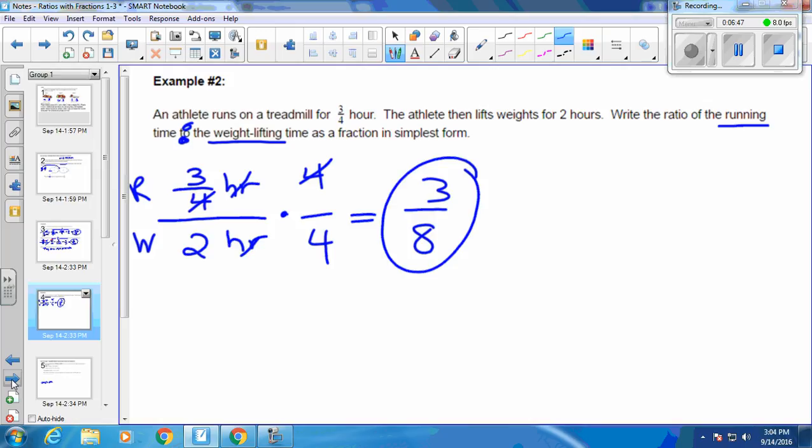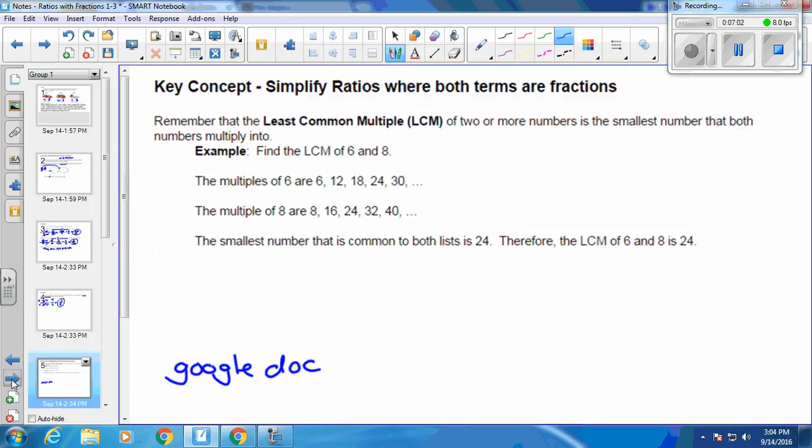Now we go on to quite a bit of me talking because we're talking about the key concept here. There's quite a bit here. If after this lesson you still don't quite feel 100% with this, please ask me for help. One of the concepts says how to simplify ratios where both terms are fractions. First, we need to discuss what the least common multiple is.